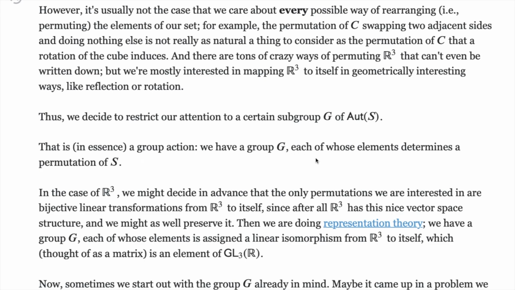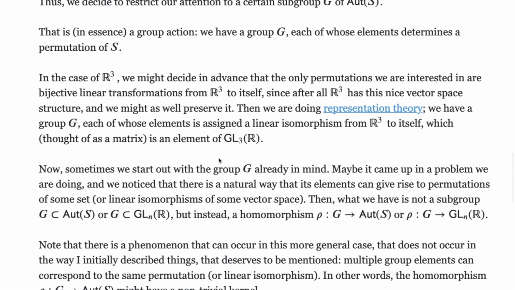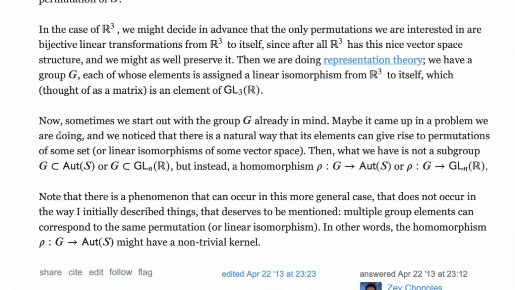We have a group G, each of whose elements determines a permutation of A. As I said, it triggers a permutation on A. As in the case of R3, we might decide in advance that the only permutations we are interested in are bijective linear transformations from R3 to itself, since after all, R3 has the nice vector space structure and we might as well preserve it. Then we are doing representation theory. We have a group G, and each of its elements is assigned a linear isomorphism from R3 to itself, which, thought of as a matrix, is an element of GL_3(R).